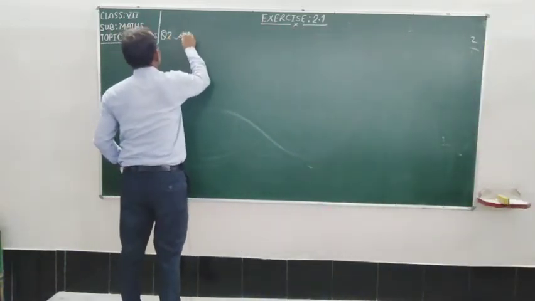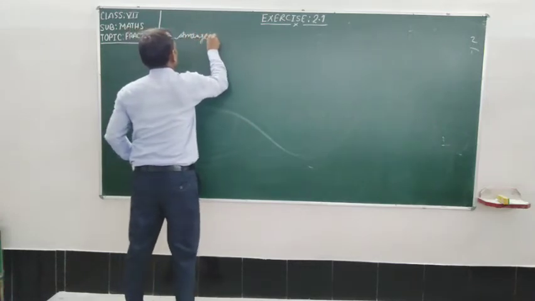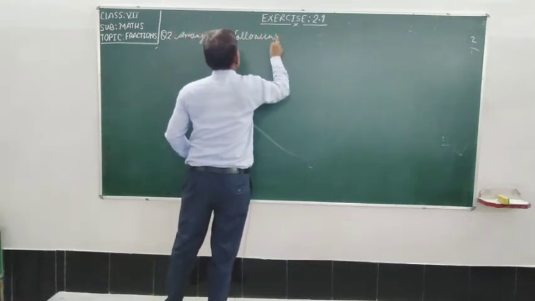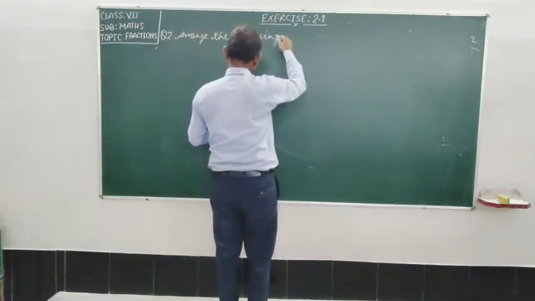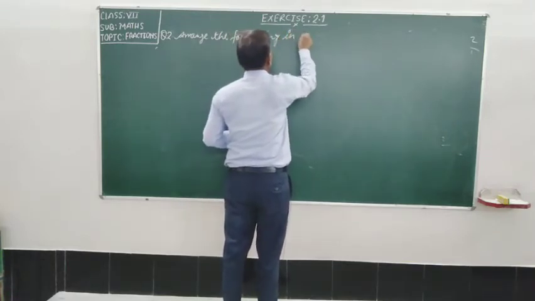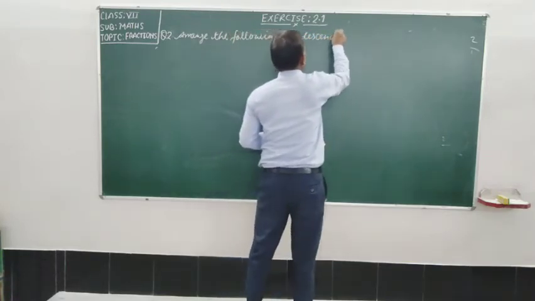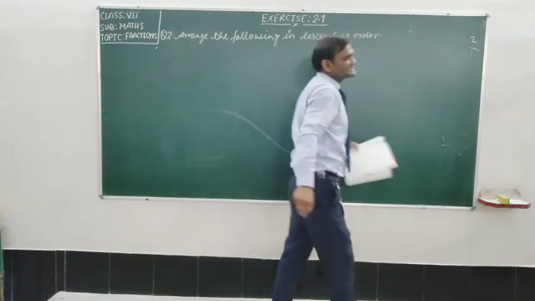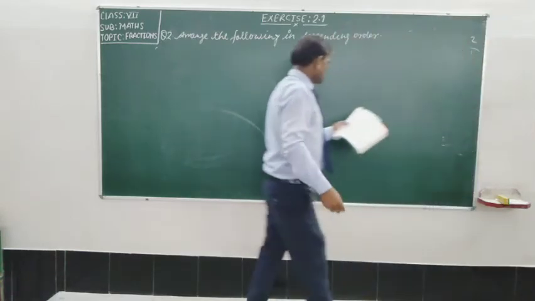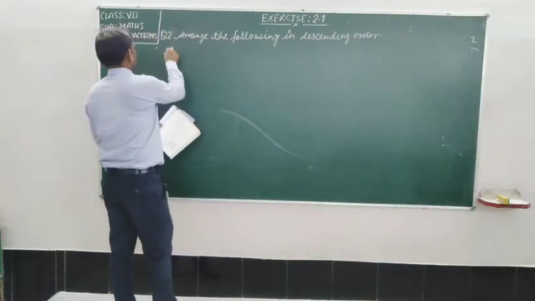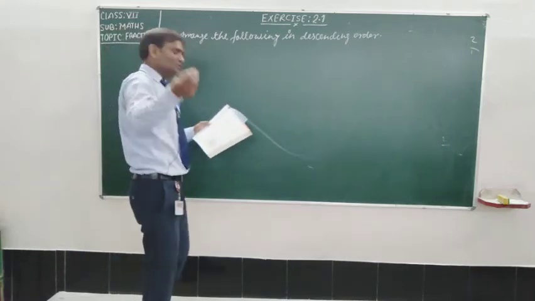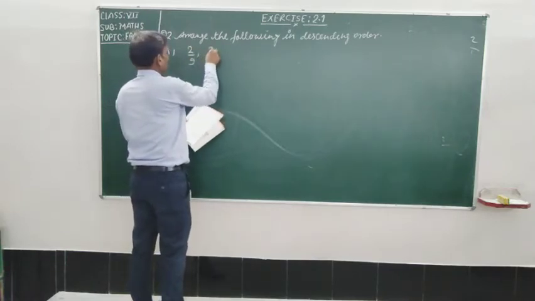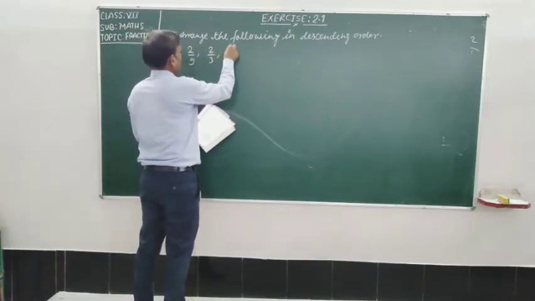Arrange the following in descending order. I am taking the first part student of this question, and second part you will do yourself student. 2 upon 9, 2 upon 3, and 8 upon 21.